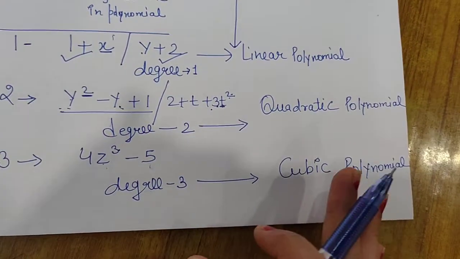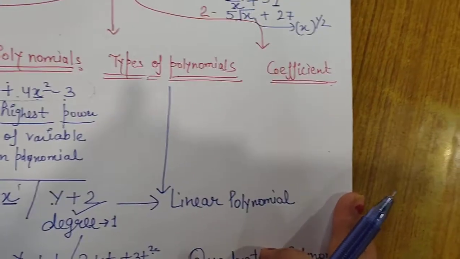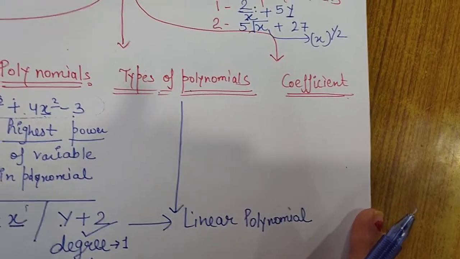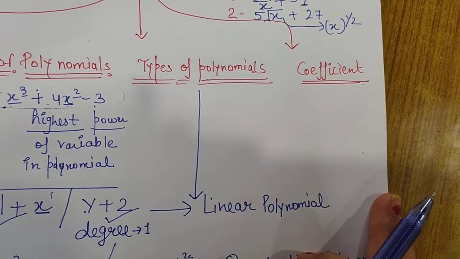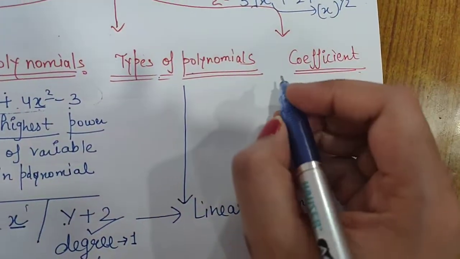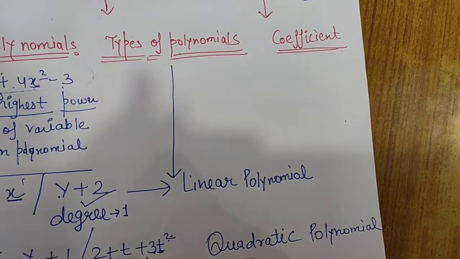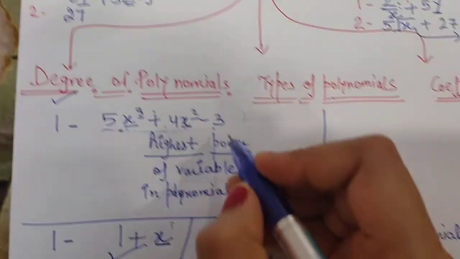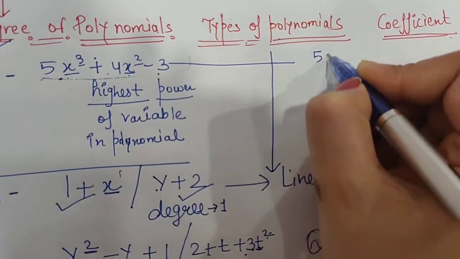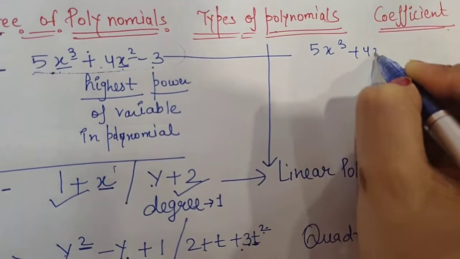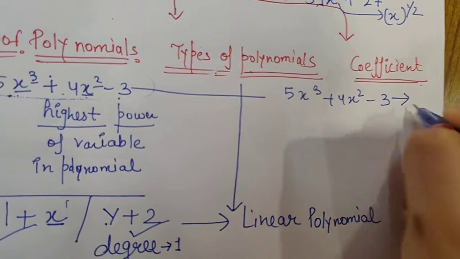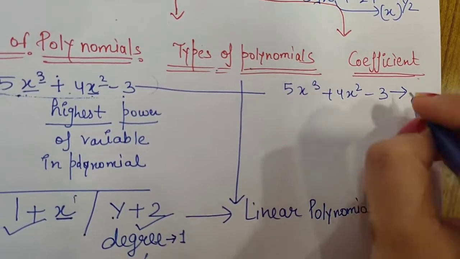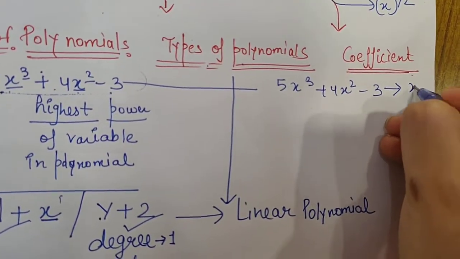Okay, clear? Now the next point is the coefficient of a polynomial. I think you already studied coefficient in earlier classes, but again, take the same polynomial example, 5x cube plus 4x square minus 3. In this polynomial I am asking the coefficient of x square.